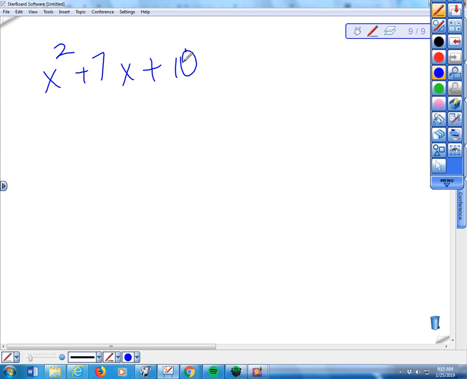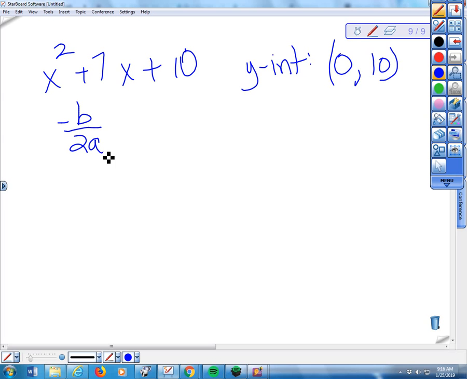In standard form, the first thing you can see is the y-intercept. What is it? 10. So my y-intercept happens to be at (0, 10). So I have my first point. To find my vertex in standard form, I use negative b over 2a, which is negative 7 over 2. So my vertex happens at negative 3.5.